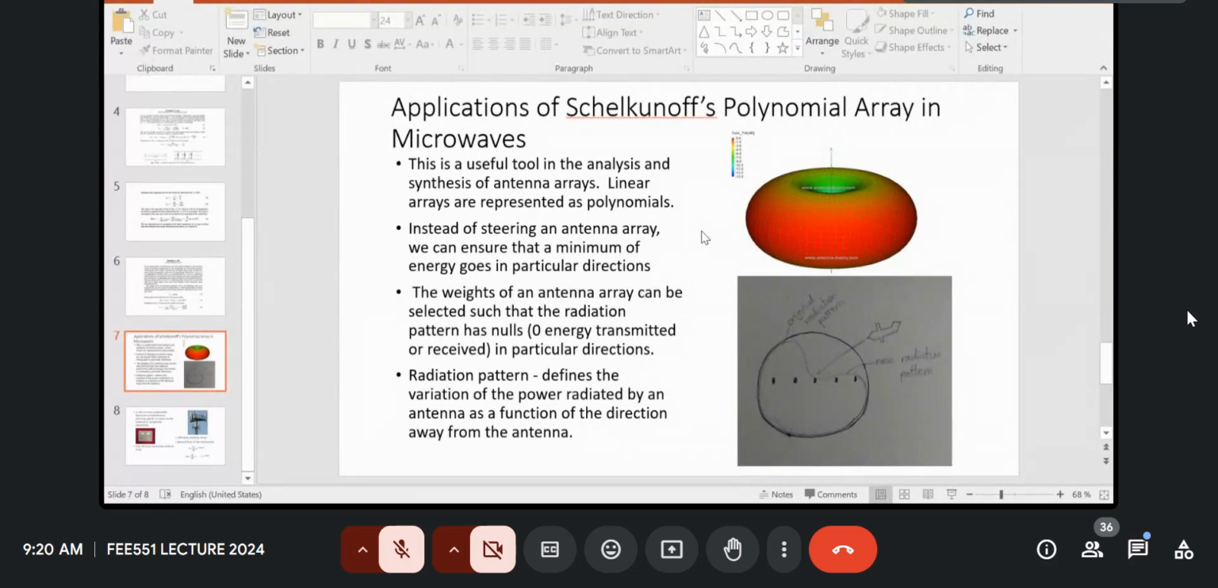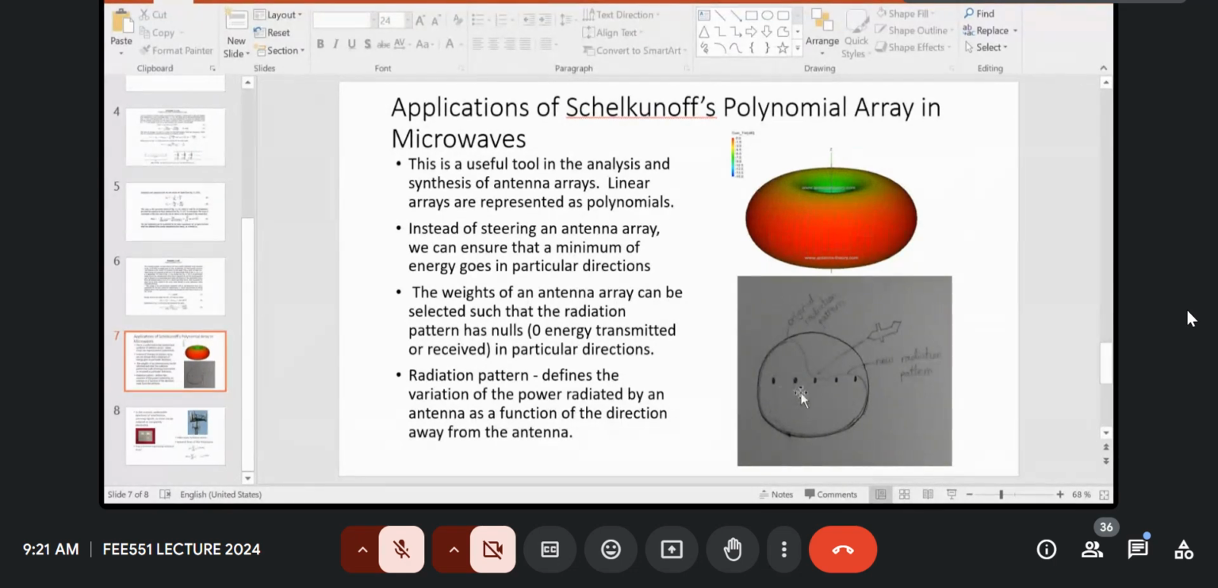You can ensure that in certain directions, the energy is minimum or it goes to zero. How that is done is by selecting the weights of the antenna arrays so that the radiation pattern has nulls in certain directions. So that means in that area, for example, if it were here, there would be no energy being transmitted. An example of that is in this illustration I have here.